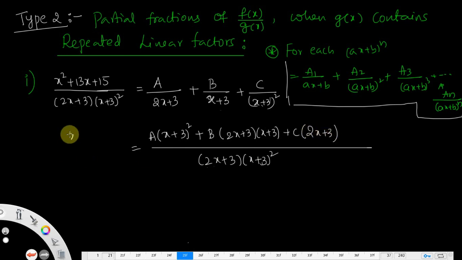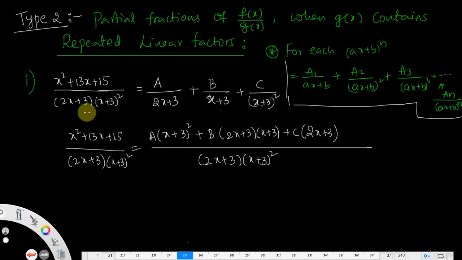This is the given fraction: (x square plus 13x plus 15) divided by (2x plus 3) into (x plus 3) whole square. What we have done, I am explaining once again: C goes to the repeated linear factors. A linear factor means the ax plus b type. In this, (x plus 3) whole square means the factor x plus 3 is repeated twice, and the remaining linear factor is 2x plus 3. Then we write it as a sum of two or more proper fractions, separated.